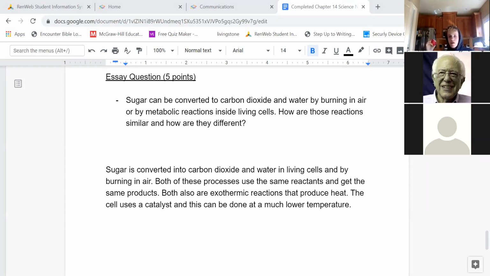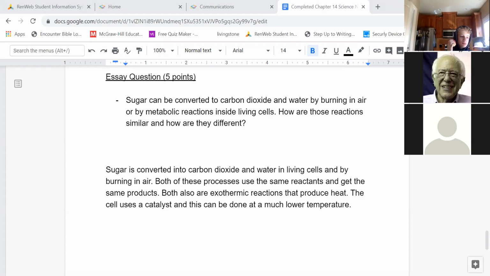Sugar is converted into carbon dioxide and water in living cells and by burning in air. You can burn sugar. You can actually use sugar to make a bomb. It's kind of weird, but anyway, it says both of these processes use the same reactants and get the same products. You start with the same stuff and you end up with the same stuff. Both are also exothermic reactions that produce heat. Okay, when you burn something, it makes heat. When your body burns sugar, it's producing heat and energy to keep your body alive.